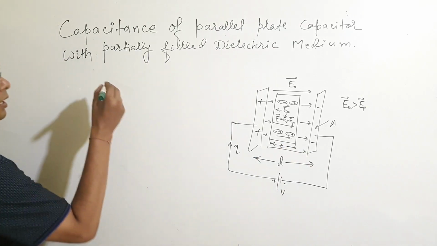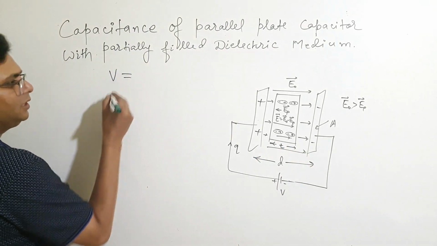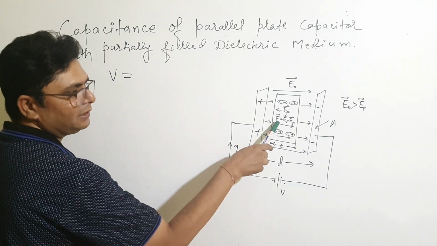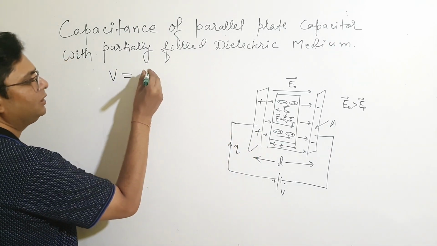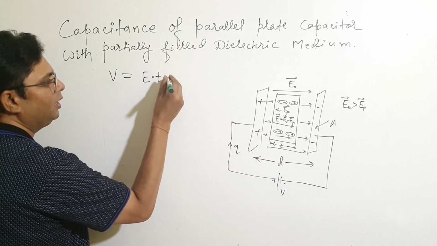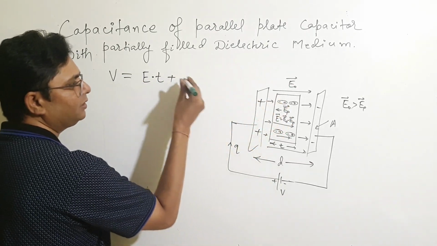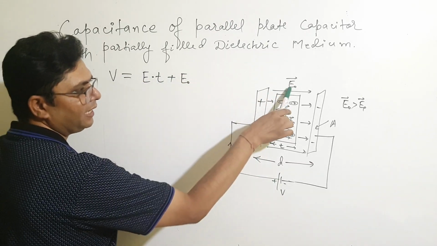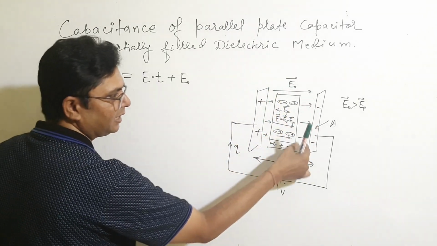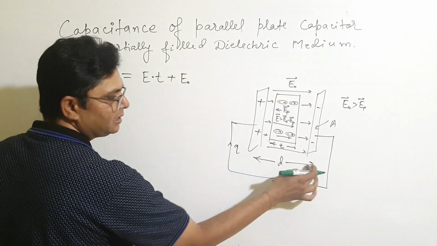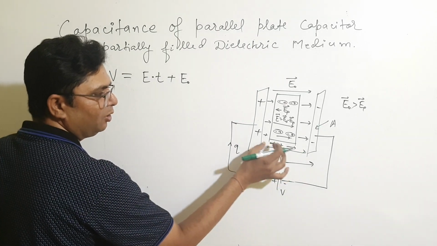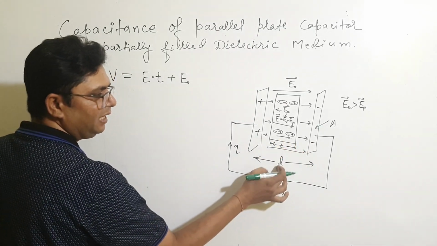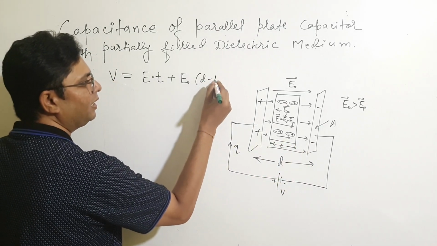Now potential V equals, inside the slab the electric field is E and the thickness is T, so this is E into T, plus E naught, which acts between this gap and this gap. The total distance is D and the slab is T. So this gap and this gap together are D minus T.